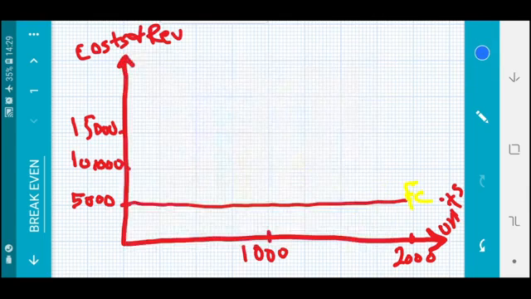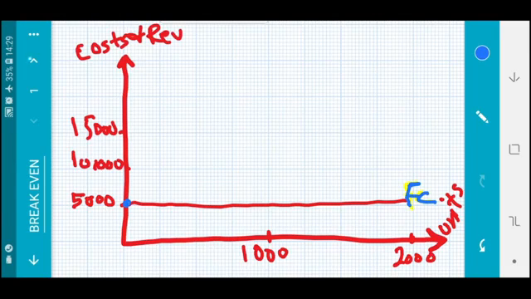Okay, so remember you have to label them because it's important. They give you marks for labeling. The second line that I have to draw is the total cost. And the total cost should always start from the fixed cost, because remember, there is always a fixed cost even if there is a zero production or zero sales. So it will start from here.